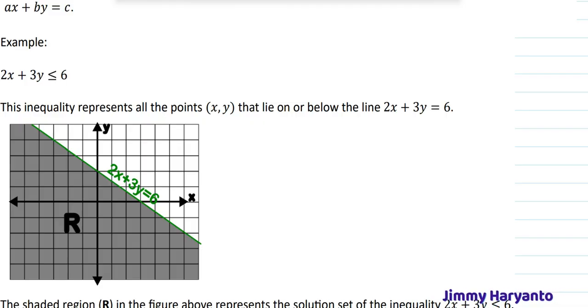So this inequality represents all the points (x, y) that lie on or below the line 2x plus 3y equals 6. So the solution set of this one will be the corresponding values of x and y in this region. All of the points in this region are the solution set for this one. So the answer will be so many.